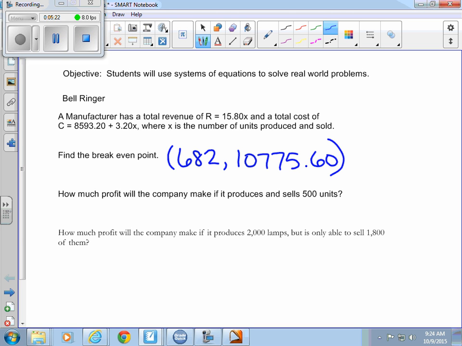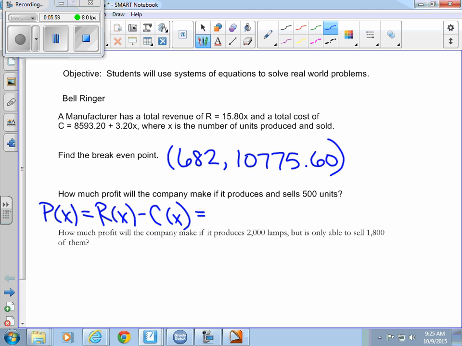So this question says, how much profit will the company make if it produces and sells 500 units? Profit is always revenue minus cost. Does that make sense? It's how much you bring in minus how much the materials and running your factory and paying your employees, all those things cost.